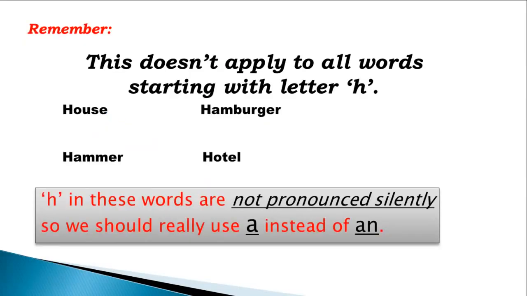Remember, this doesn't apply to all words starting with the letter H. Take note of the following examples: house, hammer, hamburger, hotel. H in these words is not silent, so we should really use a instead of an.